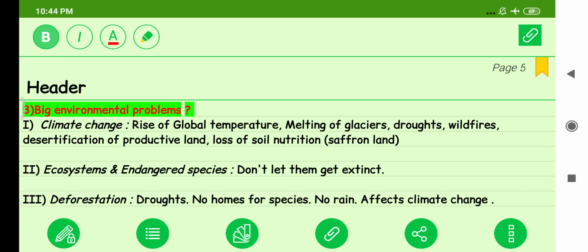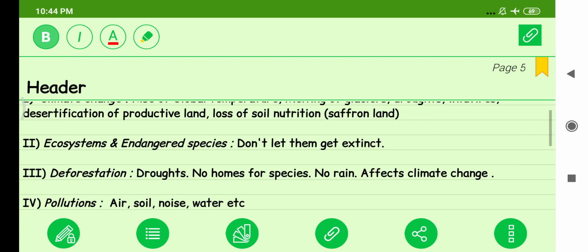Second environmental problem is ecosystems and endangered species. So endangered species, we don't have to let species die, because if they die, we will also die. They may die today, we may die tomorrow, but our life is dependent on them. We don't have to let them die. It is again an environmental problem.